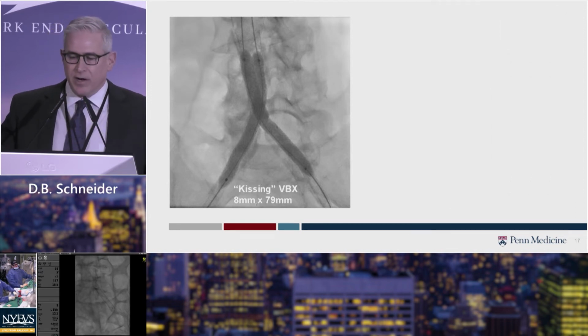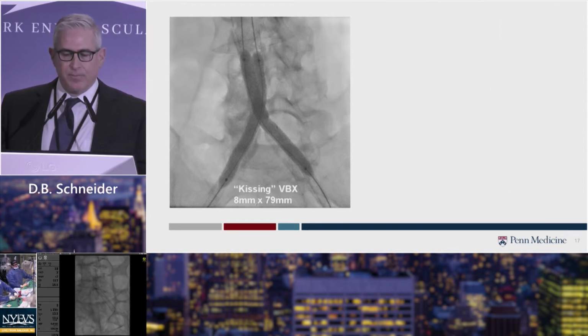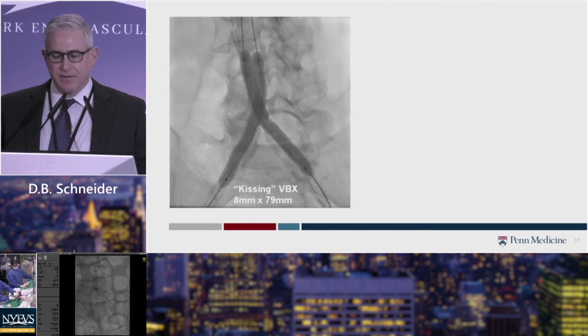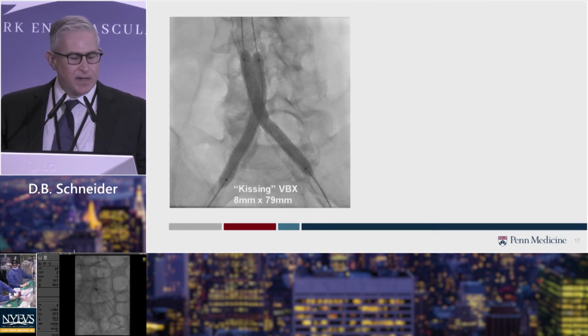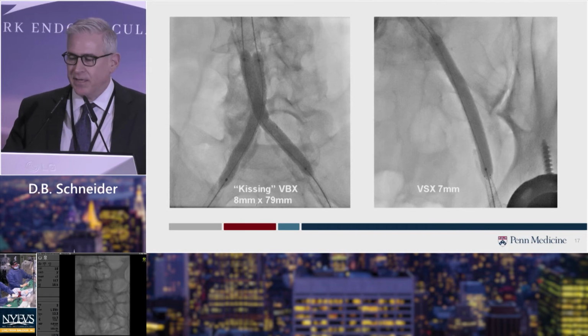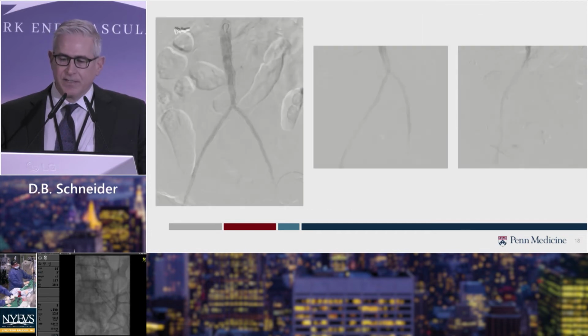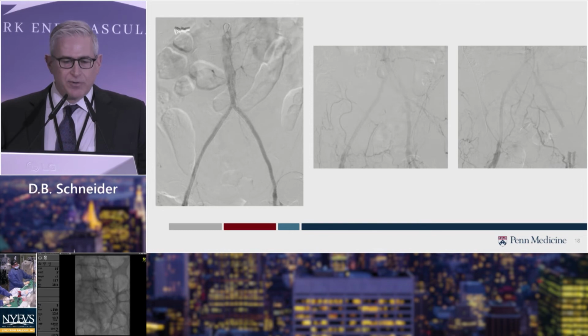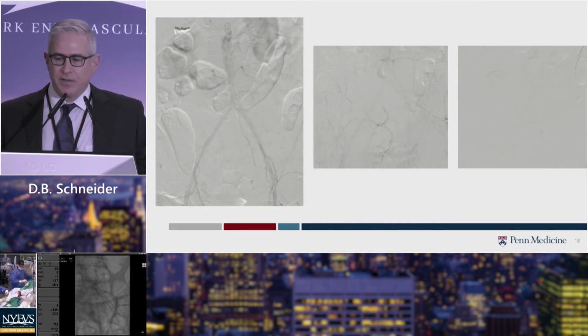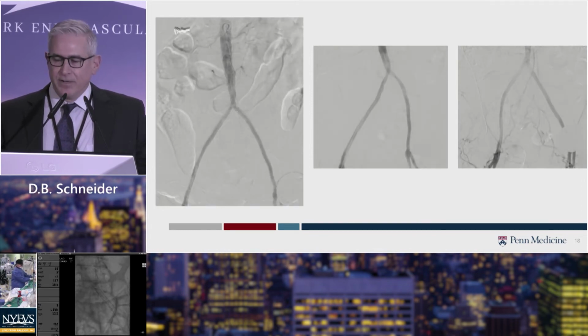Following that, we rewire from both sides, and then we placed kissing VBX 8x79 covered stents into that aortic stent on the bottom end. And then, as we just discussed, I used self-expanding Viabahn to reline the distal external iliac arteries in this case. This is the completion angiogram with a completely reconstructed distal aorta and bilateral iliac arteries.